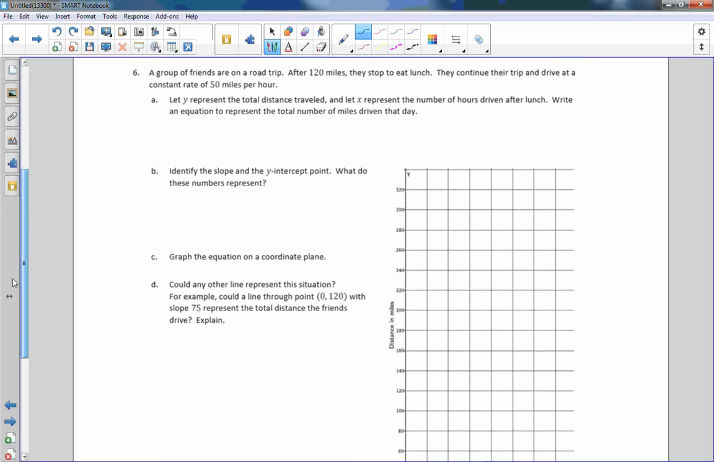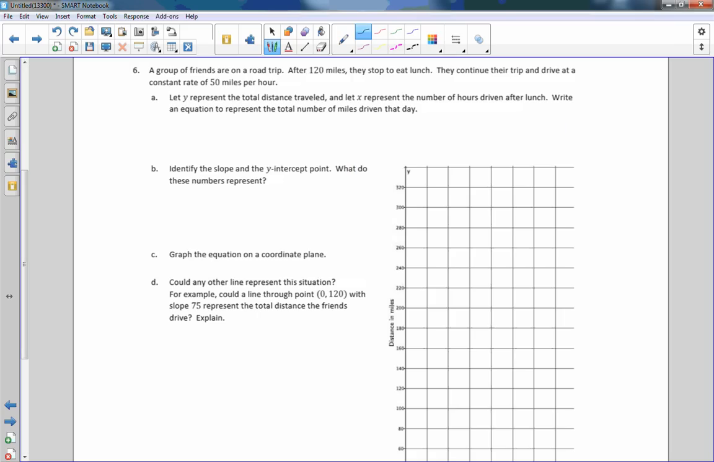Number 6. A group of friends are on a road trip. After 120 miles, they stop to eat lunch. They continue their trip and drive at a constant rate of 50 miles per hour. Whenever you see constant rate, that is our slope, our M. We used to use R, we used to use K for constant of proportionality. Now we're using M. They all mean the same thing.